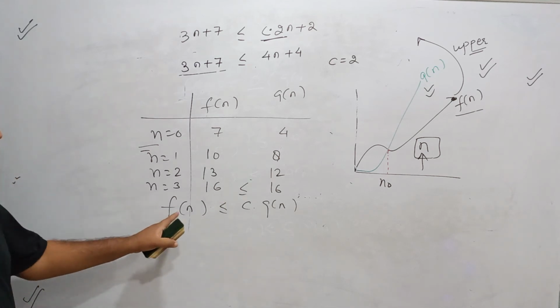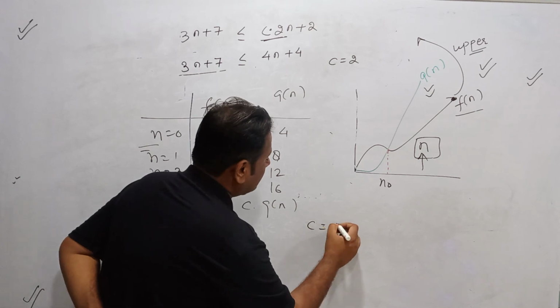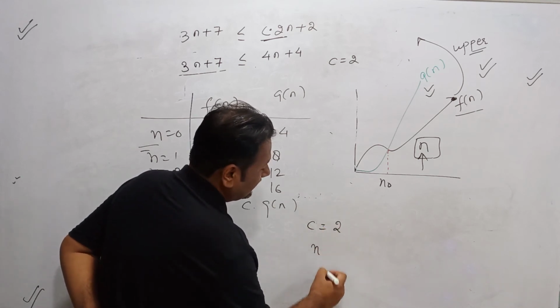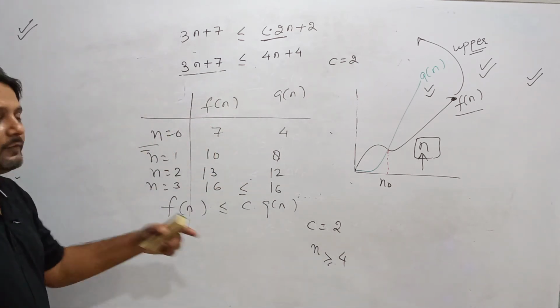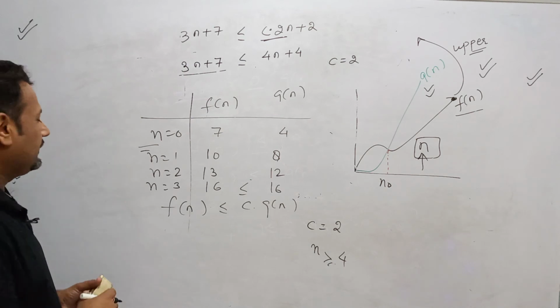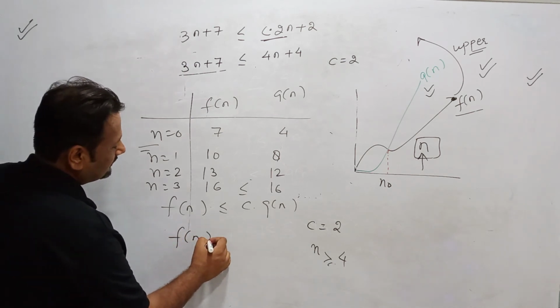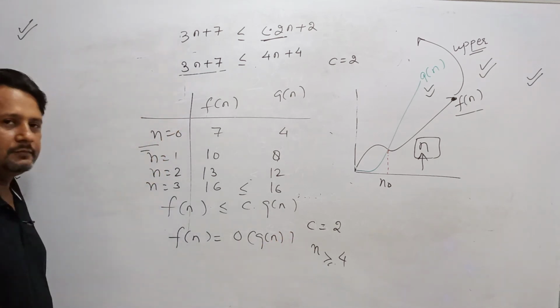Now we can write f(n) is less than or equal to c times g(n) when c = 2 and n is greater than or equal to 3. Then for all values of n which are greater than or equal to 3, this is going to be true, and we can write f(n) is equal to big O of g of n. This point is clear?